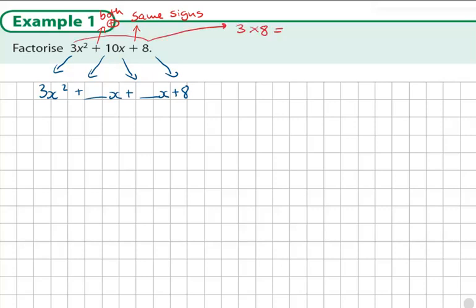I get the factors of 3 times 8, which is 24. And I choose one of those factor pairs. So I don't get the factors of 8, I get the factors of 24. And I'm going to choose one of the factor pairs so that they give me 10. So I'm going to go with 4 and 6. Plus 4x plus 6x is plus 10x.